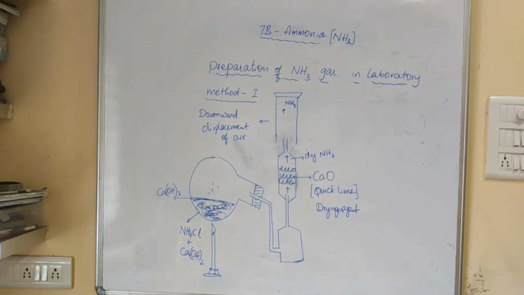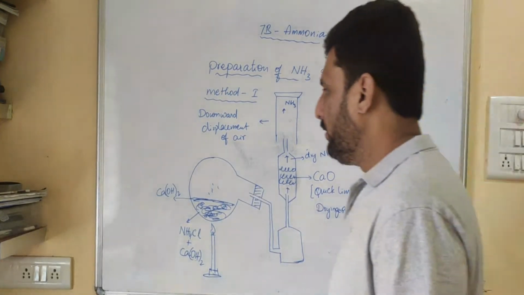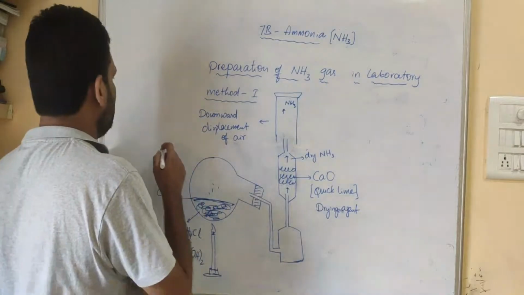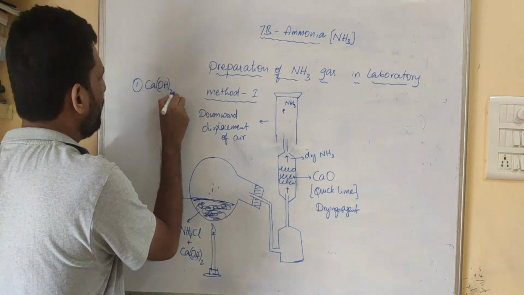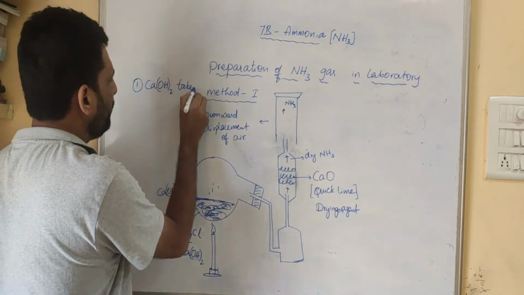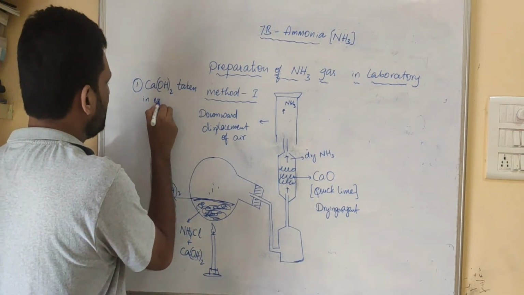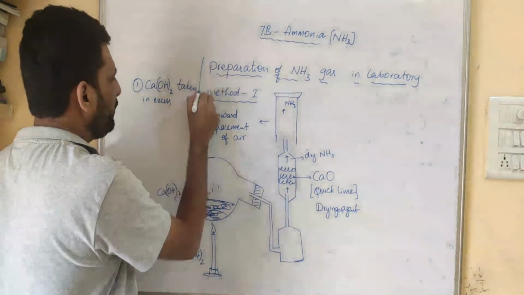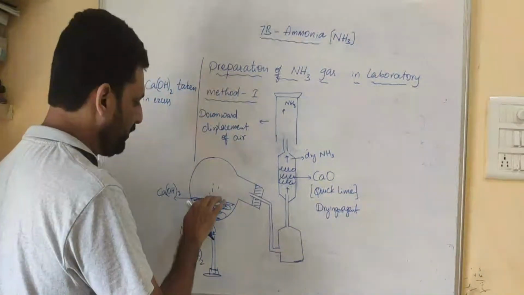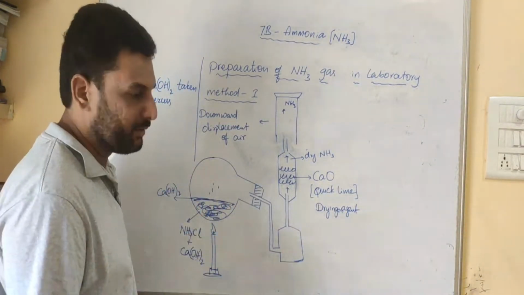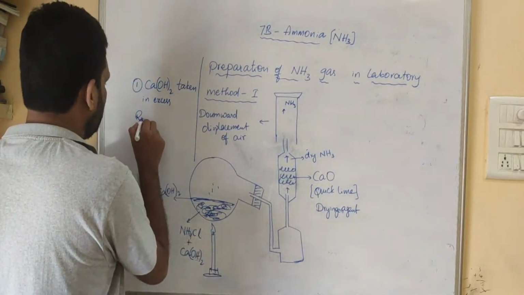First, calcium hydroxide is taken in excess. Ca(OH)2 taken in excess. Why do we need to take calcium hydroxide in excess? We have taken a mixture of these two, and on the top again we are taking calcium hydroxide.